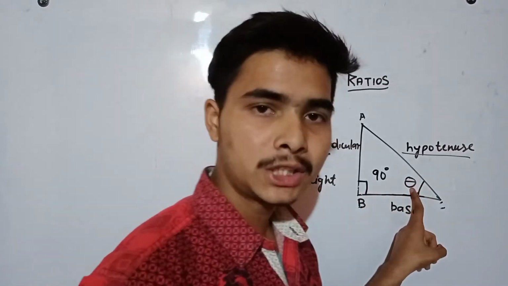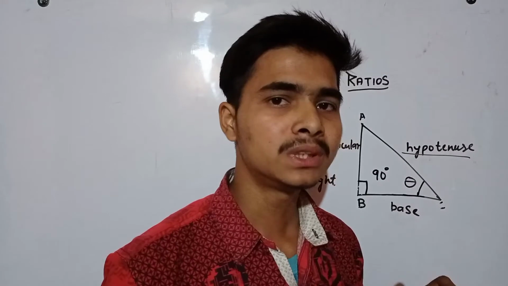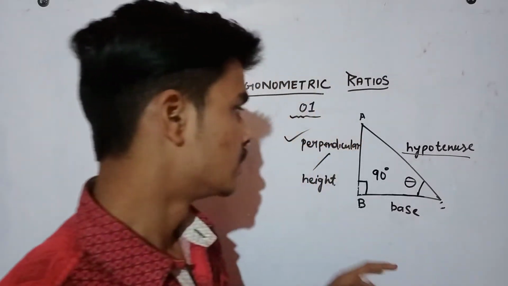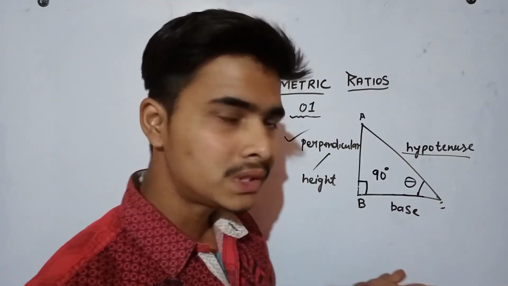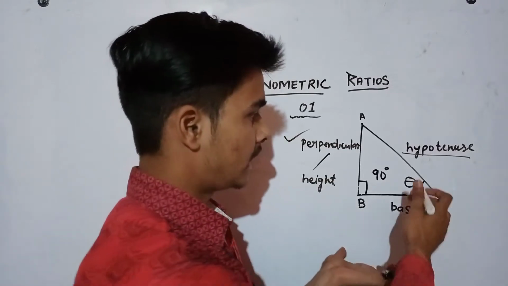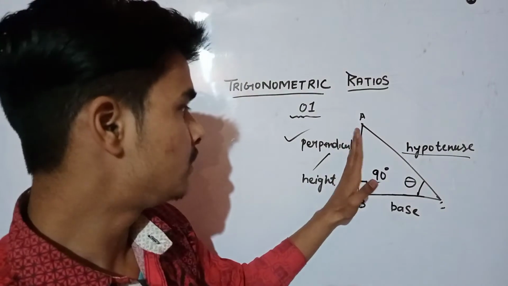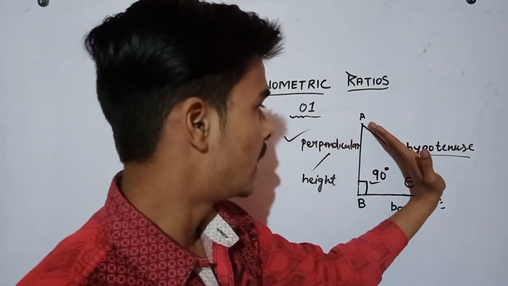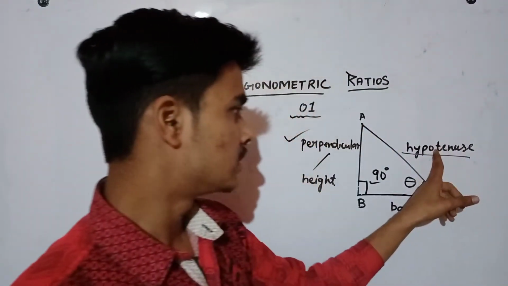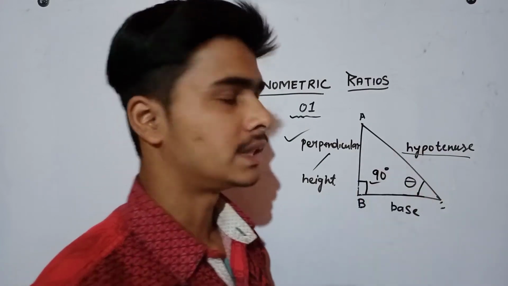This angle is an acute angle. An acute angle is something which is less than 90 degrees. So a side which contains one angle and also 90 degrees will be the base, and the left part would be the perpendicular, and the hypotenuse can easily be seen because it is opposite to the 90 degree.